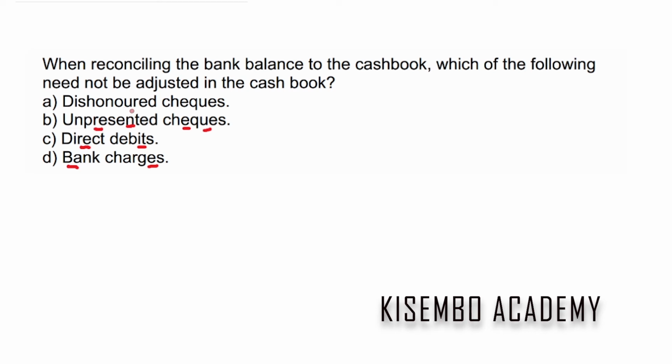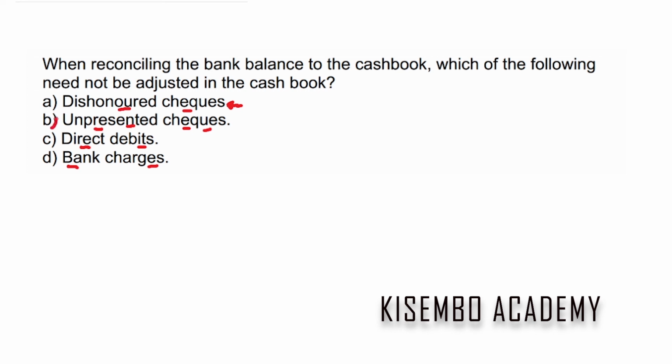Then we have a dishonored check. A dishonored check is a check that was either issued or maybe it was received, but it has been dishonored. So because it has been dishonored, this one is no longer a pending transaction, so it is handled in the adjusted cash book. So the question says, which of the following need not be adjusted in the cash book?